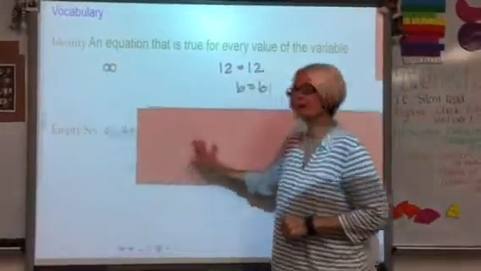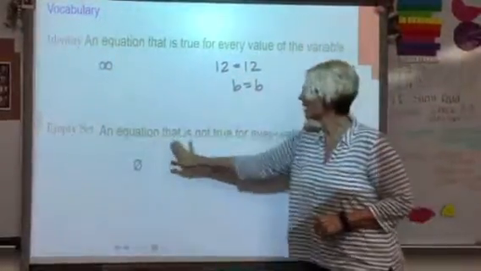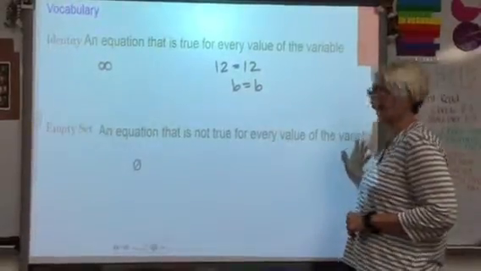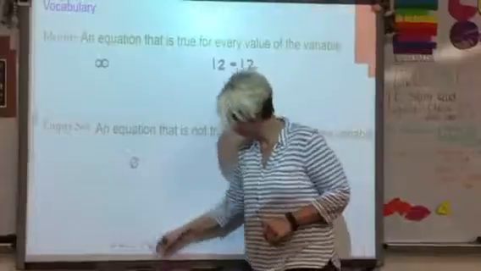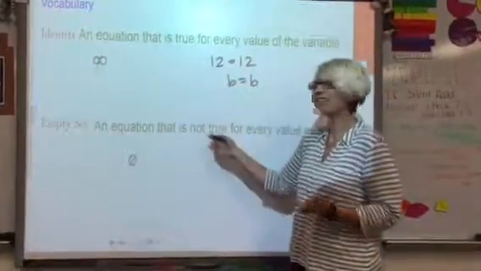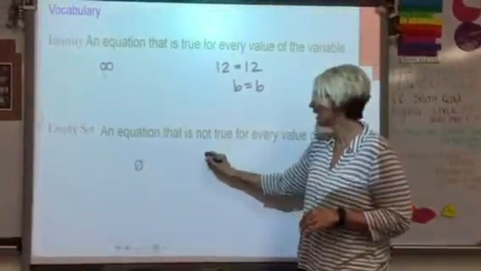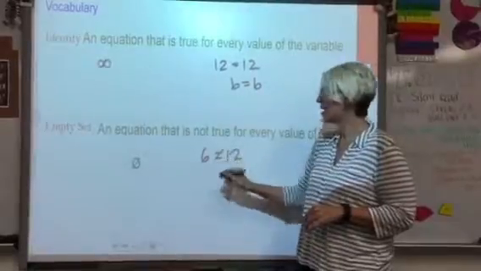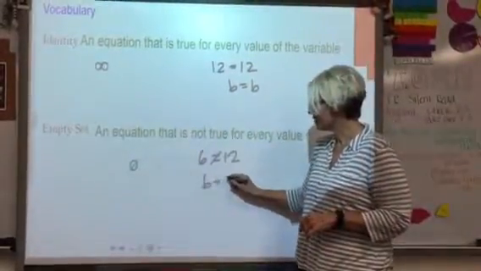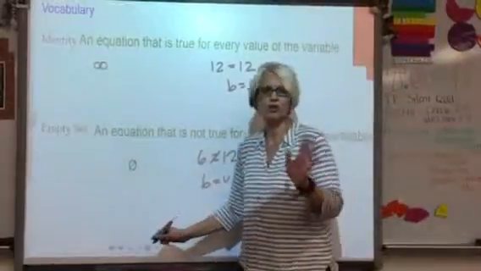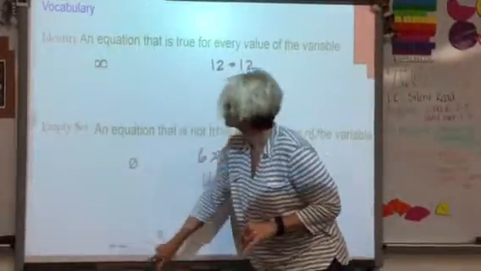The second vocabulary is empty set. That's an equation that is not true for every value of the variable. The symbol is this open circle with a line through it. That's called empty set. And you'll get a situation that's not true, like 6 is equal to 12. Hey, that's not true, so that's an empty set. Or b is equal to v. That's not true, so that's an empty set.